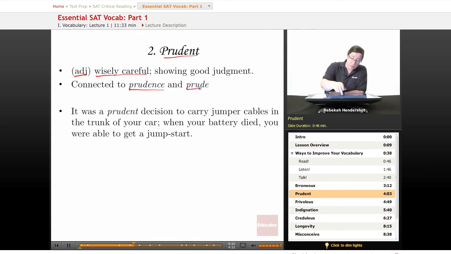And also to the word prude, somebody who is especially repressive or sexually inhibited or various other things. So you hear somebody called a prude, that's actually the negative connotation of prudence or prudent. Now, our example sentence: it was a prudent decision to carry jumper cables in the trunk of your car. When your battery died, you were able to get a jump start. It was wise, it was careful, it was clever of you to carry jumper cables in your car.